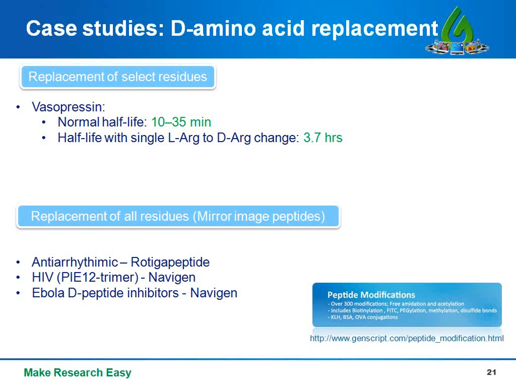A growing trend is to design peptides that are completely composed of D-amino acids, which are sometimes called mirror image peptides. There are a number of examples to show that this technique can be successful, including the development of mirror image peptides for the treatment of a variety of diseases such as HIV and most recently Ebola. Mirror image peptides have also been developed to treat ailments such as heart disease. For instance, a mirror image antiarrhythmic drug called rotigapeptide was successful enough to enter clinical trials.